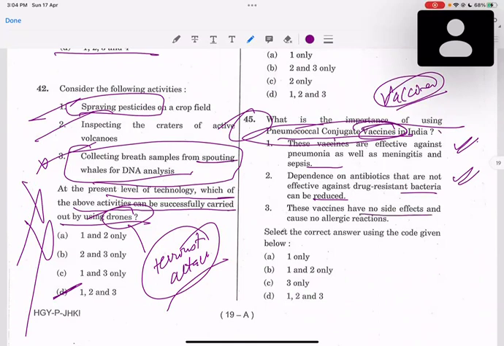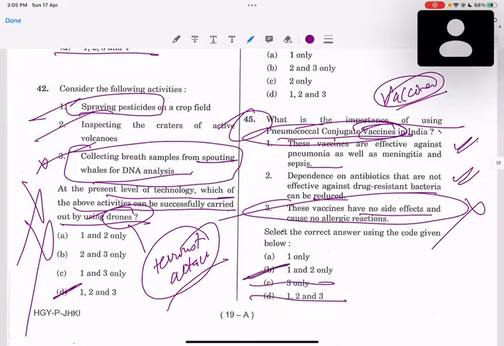Option 3 says these vaccines have no side effects. Definitely that has to be wrong, as there is no vaccine which has no side effects. All right, by elimination 3 is wrong, 1 is correct, and 2 is correct. Answer is B. So it was a simple question. Although it seemed tough, it was very simple.